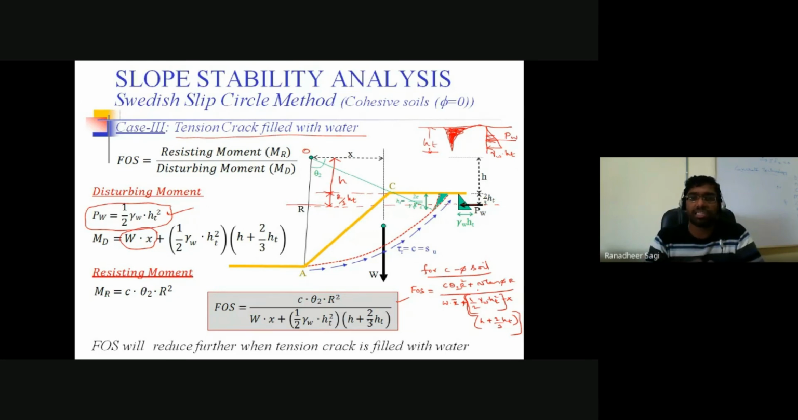And now what has happened additionally is that in the tension crack region, if water is getting accumulated, that water accumulated in the depth of the tension crack additionally develops some more force, which is trying to drive the soil in the downward direction, inducing the failure in the soil. Additionally, it generates some moment driving the soil downward, because of which the denominator value is increasing. Hence, as the denominator value increases, the factor of safety automatically decreases further. So the factor of safety decreases further with the tension crack when it is filled with water.